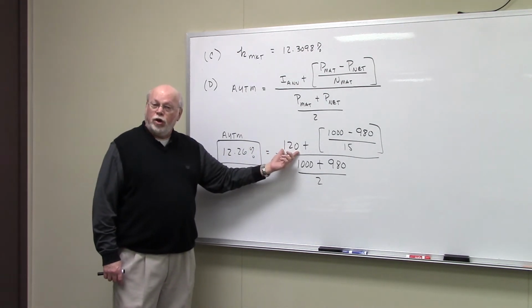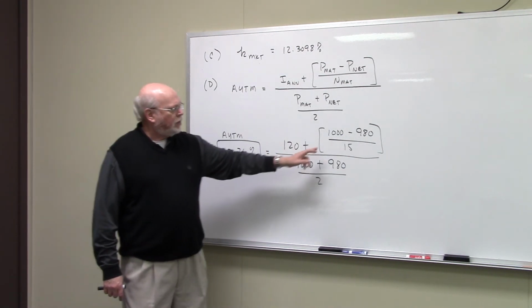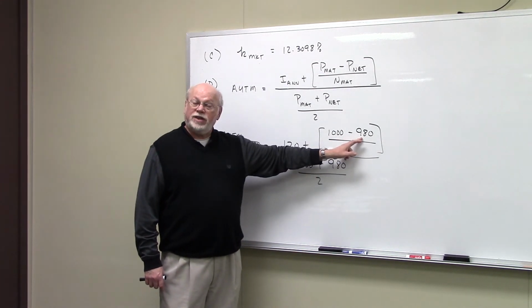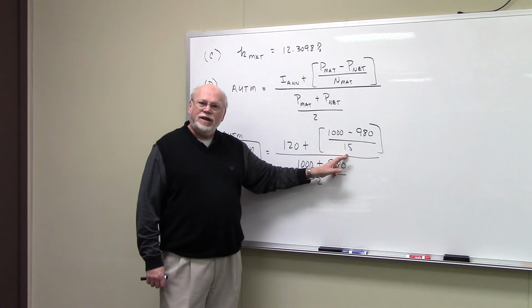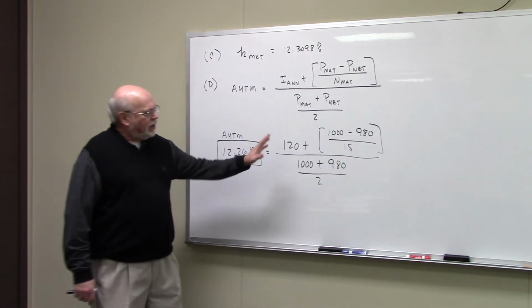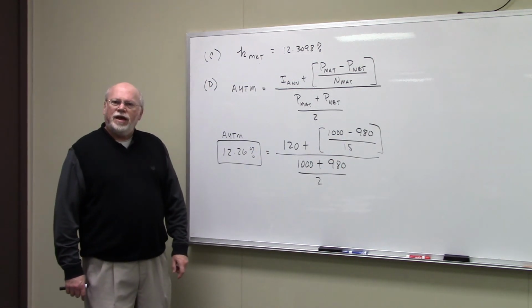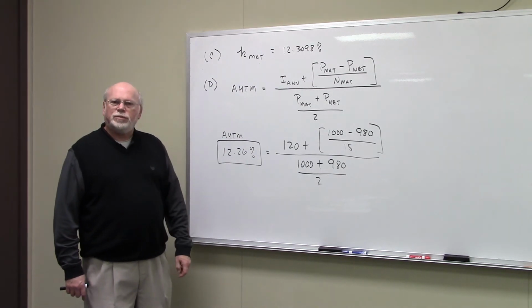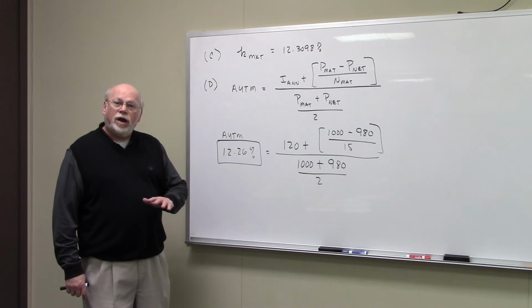Plug in the numbers we know. This company pays $120 a year in interest. It's got a $1,000 face value. The net price of the bond is $980, and there are 15 years to maturity. Plug in the information that the formula calls for, and we get 12.26%. And this is the approximate yield to maturity on the bond.